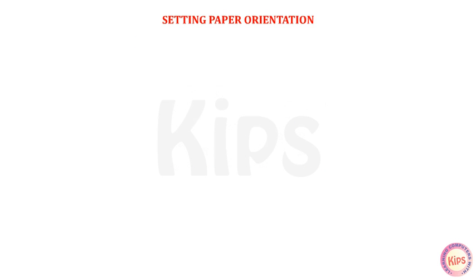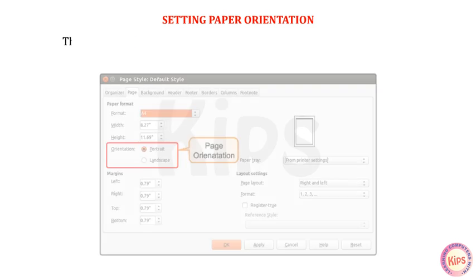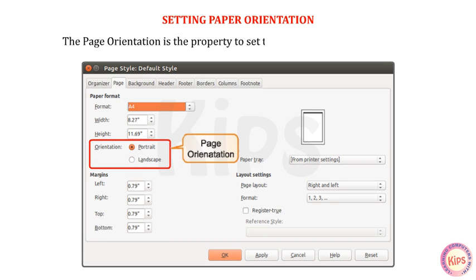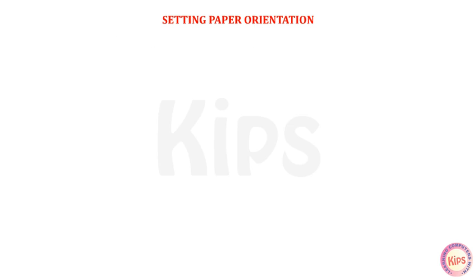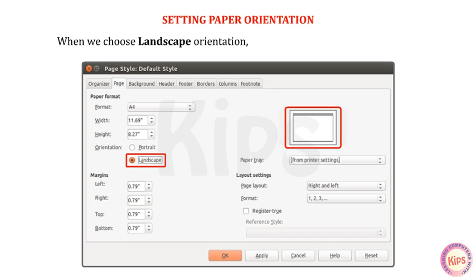Let me tell you how to set paper orientation. The page orientation is a property to set the printing direction of the text. The default orientation is portrait, in which the document is printed lengthwise. When we choose landscape orientation, the document is printed widthwise.